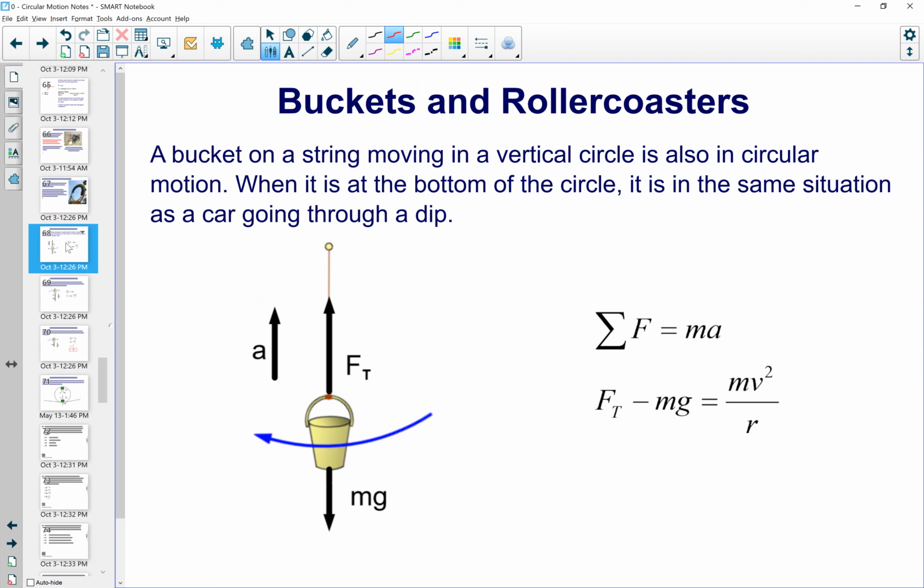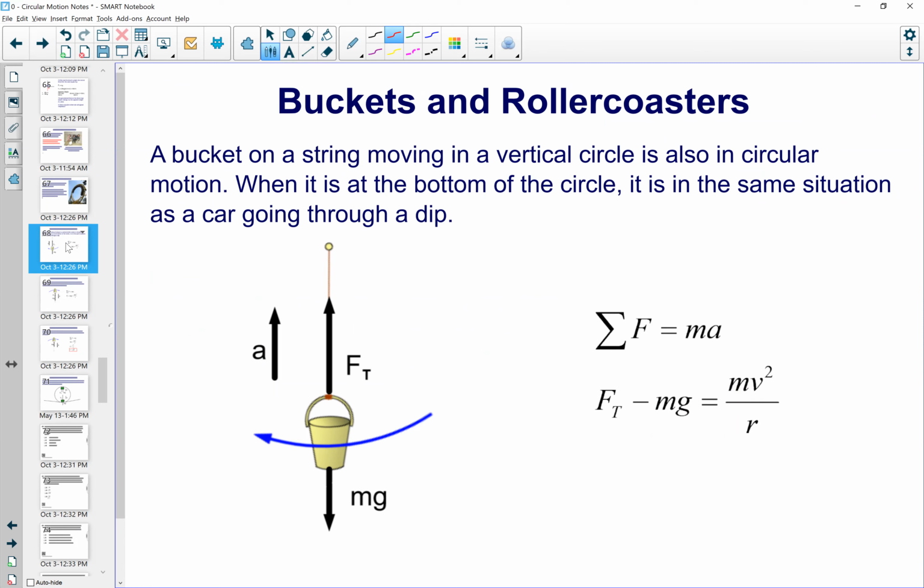Here they're talking about a bucket tied to a string or a rope, but you can just hold it in your hand. You don't have to tie a string or a rope to it. Just fill the bucket with water or sand, maybe halfway or 2/3, and then start swinging it in a circle. As you swing it in a circle, you're going to feel the tension in your arm change.